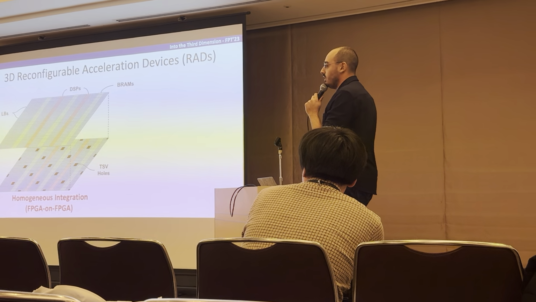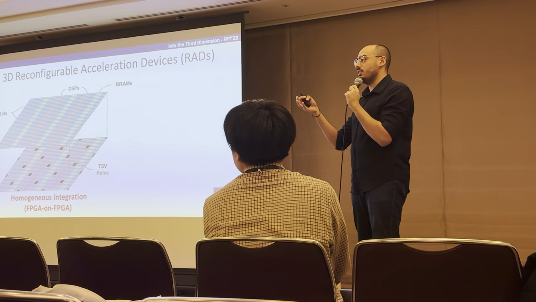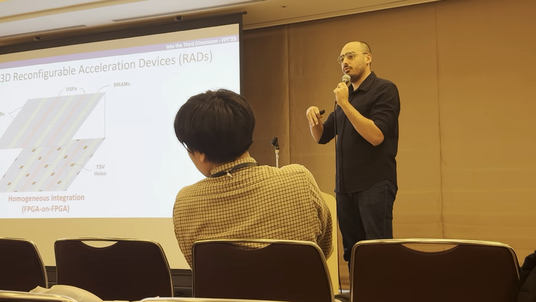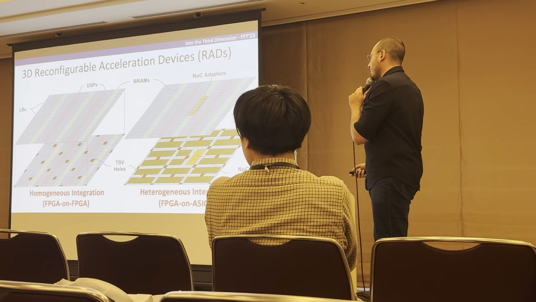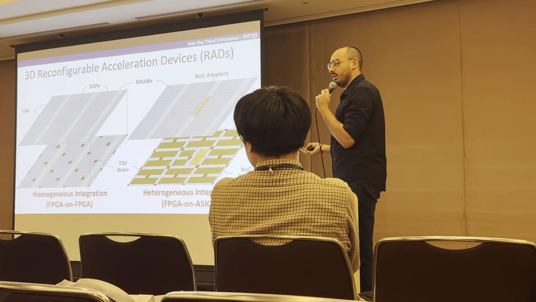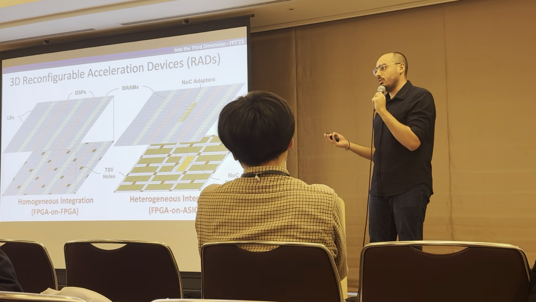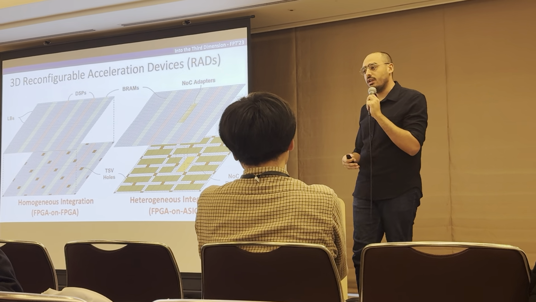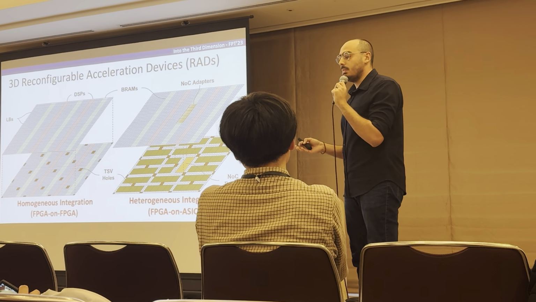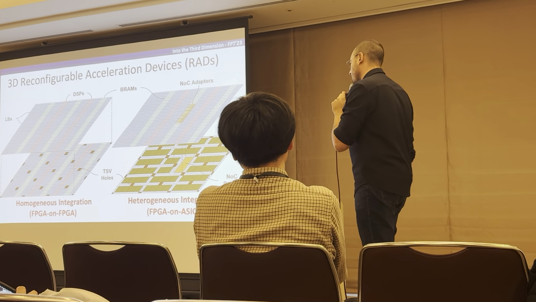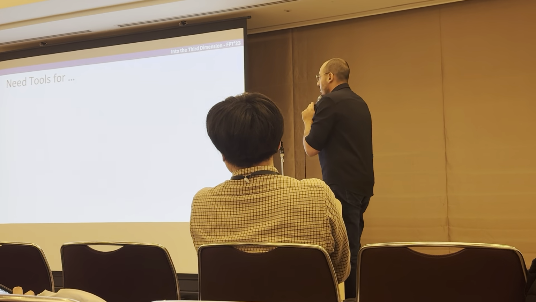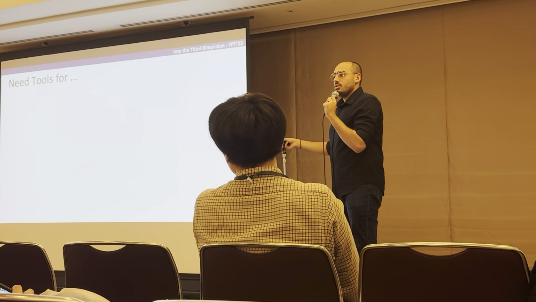And you can think of those RADs as homogeneous devices where you stack an FPGA on top of another FPGA, or you stack an FPGA on top of an ASIC-based die, and this ASIC-based die can have larger on-chip memories, or a network on-chip for system communication, or any sort of hardware application-specific accelerators on this base die. But in order to explore those interesting devices, we need the tools to do it.